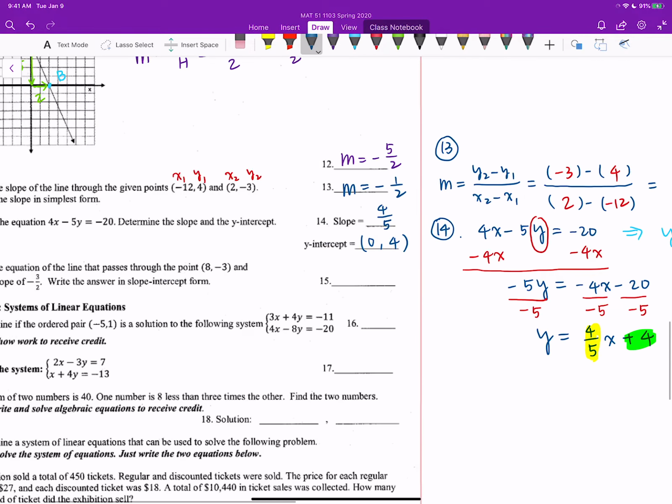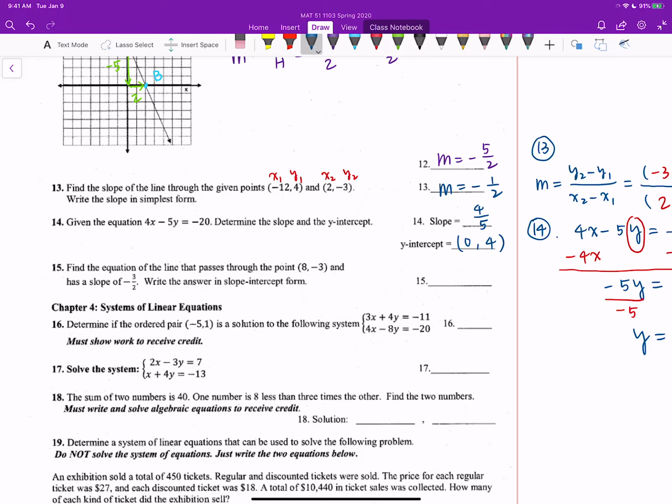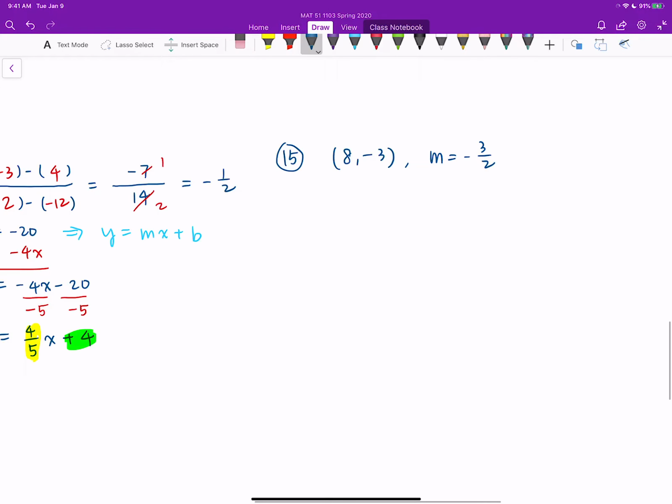Before you proceed, make sure you double check. (8, -3), -3/2. So everything's correct. How do you do that? Remember slope-intercept form, it's still on the left-hand side, y equals mx plus b. So that's what we need. We need to find out the slope, m, and b. The slope is already given, right? M is -3/2. We just need to find out b.